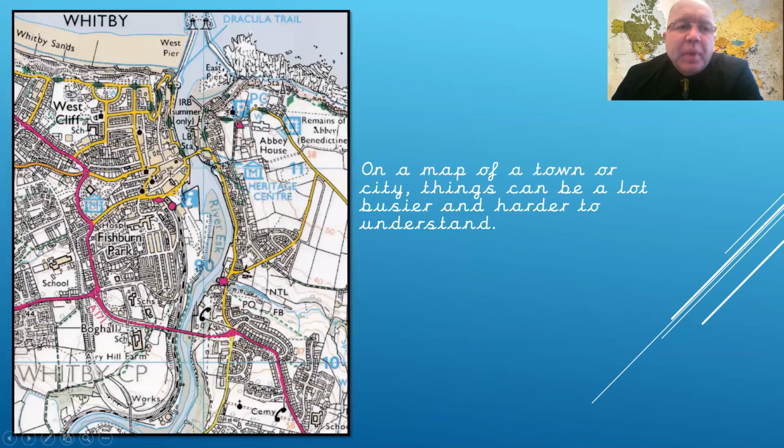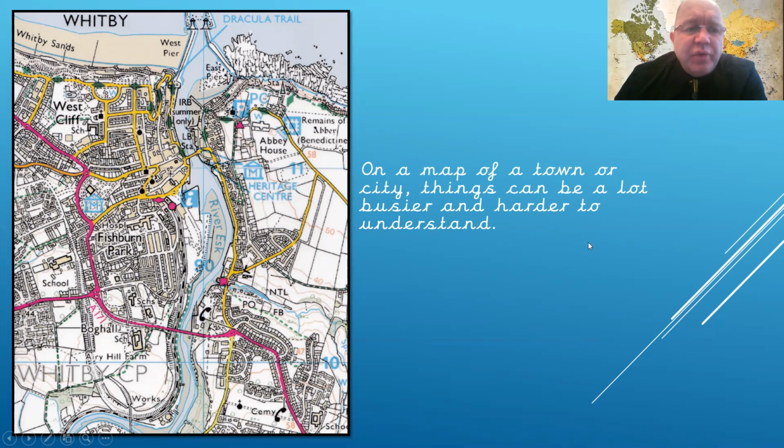Now, this is an actual section from an Ordnance Survey map. And you can see it's a lot busier. It's a lot more cluttered with symbols. So it's a lot more tricky to actually understand. So when you get a map of a town or a city, things can be a lot busier and harder to understand. It is cluttered. There's symbols on top of symbols on top of symbols, and it's quite tricky to understand. So let's see if we can.